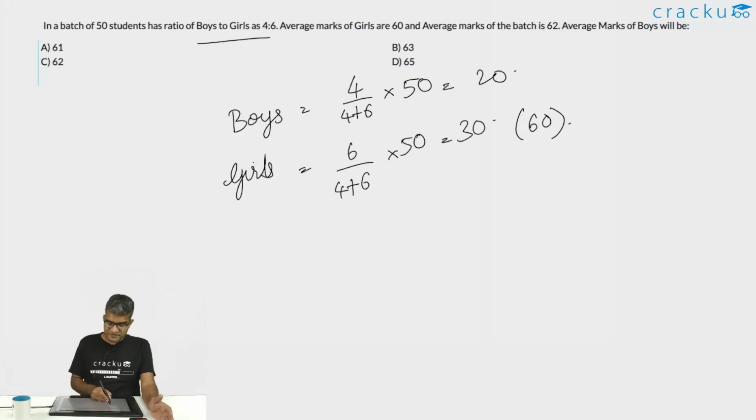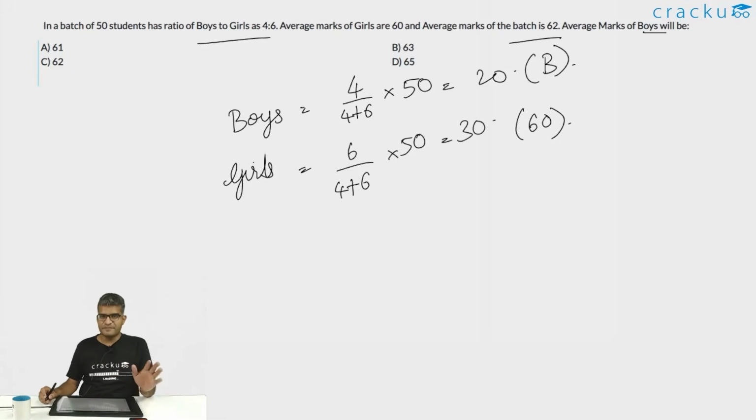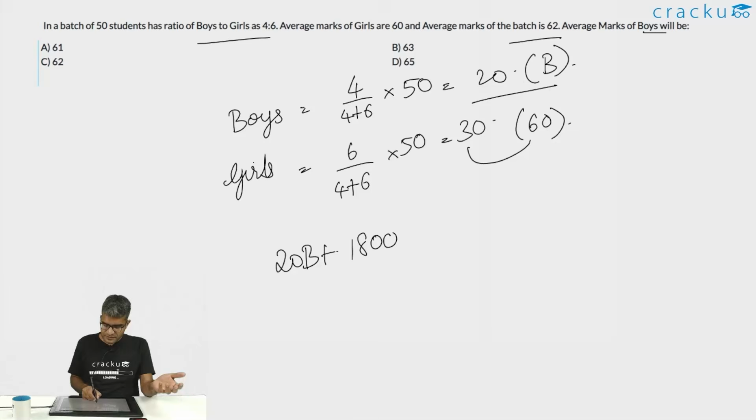The average marks of the batch of 50 is 62. What is the average mark of the boys? Let us assume that the average mark of the boys is B. So what is the total marks of the 50 people? That will be the total marks of the boys, which is 20B, plus total marks of the girls, which is 30 into 60, which is 1800. This is equal to the total marks that the batch received.